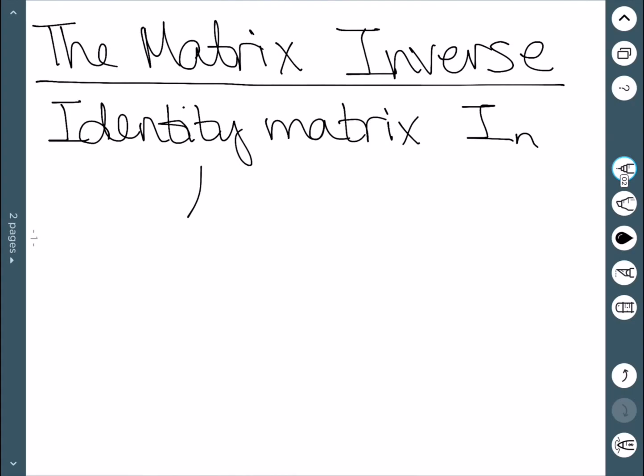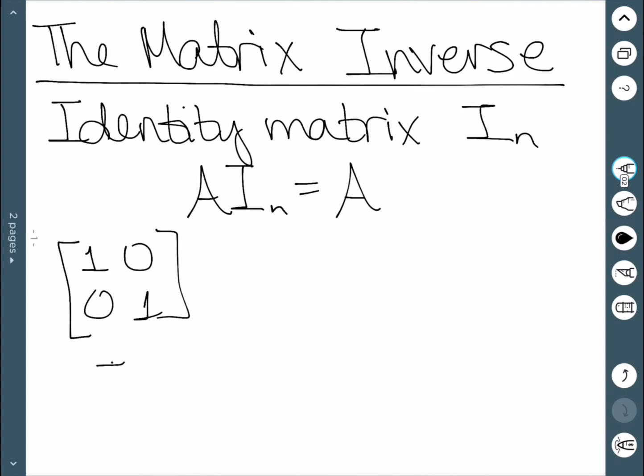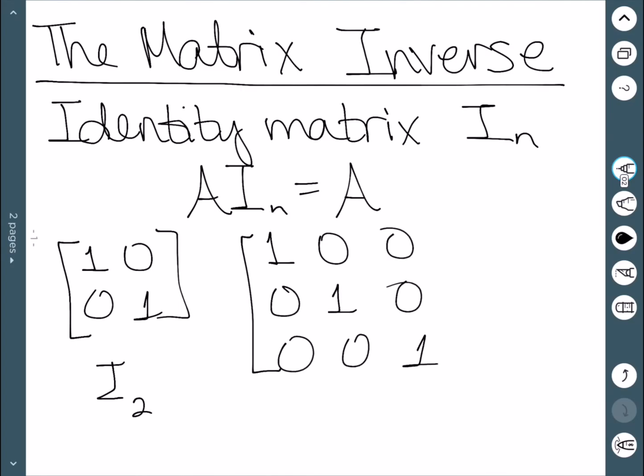The idea of the identity matrix is any matrix times the identity should be itself. In addition, I2 should look like 1, 0, 0, 1. If I do I3, I have 1, 0, 0, 0, 1, 0, 0, 0, 1. And in general, I_n follows this pattern. I need ones on the main diagonal and zeros everywhere else.